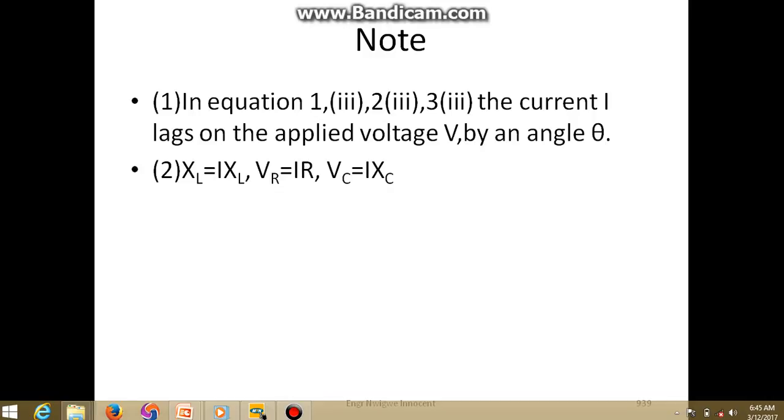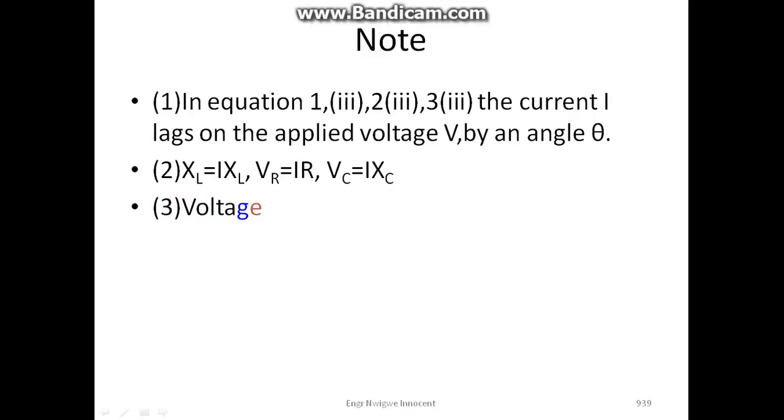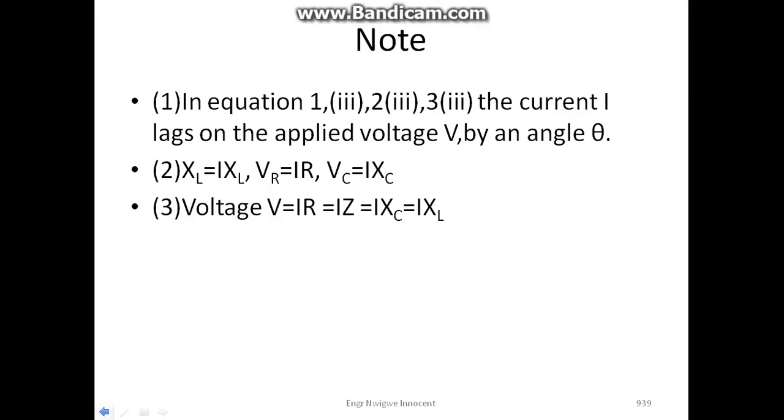...to IR, VC is equal to IXC. 3. Voltage V is equal to IR, which is equal to IZ, which is equal to IXC, which is equal to IXL.